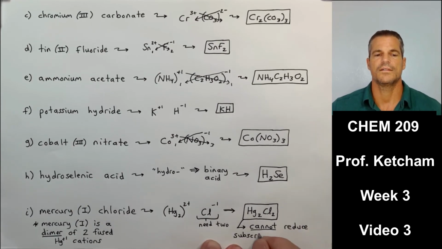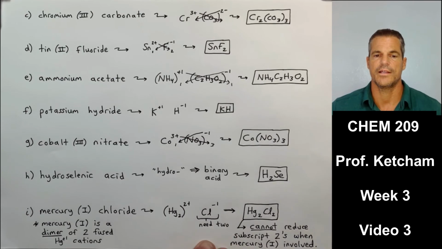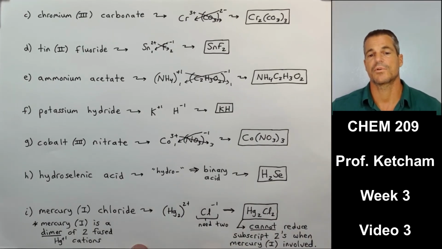Now I mentioned briefly, let's put it in our notes here. Mercury 1 is a dimer of 2 fused Hg plus 1 ions. That's why it looks strange. We made note of that in our list of polyatomic ions. And then we cannot reduce the subscript 2's there. Why not? Well, we have a mercury 1 ion involved, so we have to keep it as Hg2Cl2.